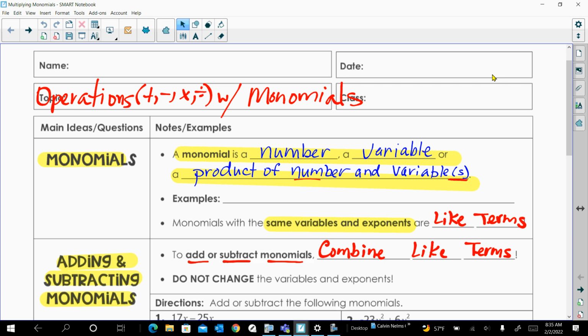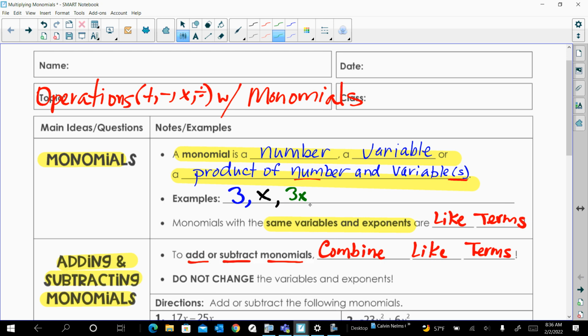So remember, it could be a number. So like I could write it as 3, or I can write it as a variable. A number is a number, a variable. I could say maybe just x, or a product of number and variable. So what would I write as the product of this number and variable? Product means, yeah, that would be just 3x. See how the 3 would be the coefficient in front of the x.